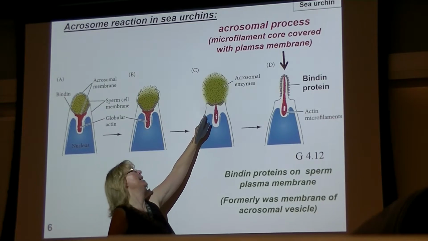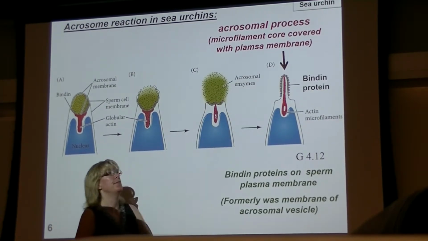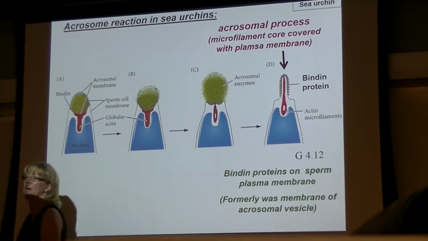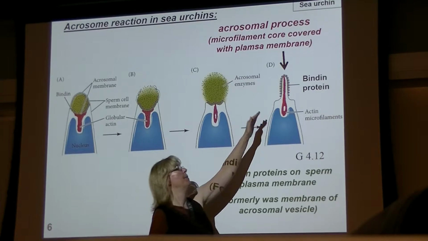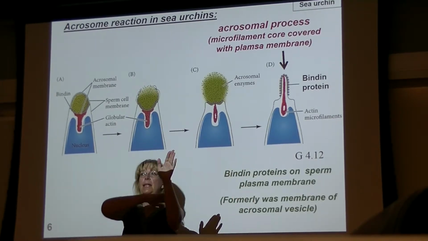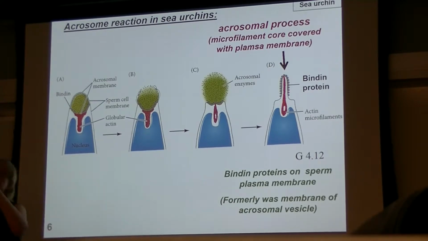As these microfilaments start to elongate, they are still in the interior of the cell. That is, the membrane of the cell is still surrounding and covering these actin microfilaments. And as they grow longer, they're just going to push that membrane out. And so membrane will be covering the actin microfilaments as they extend.